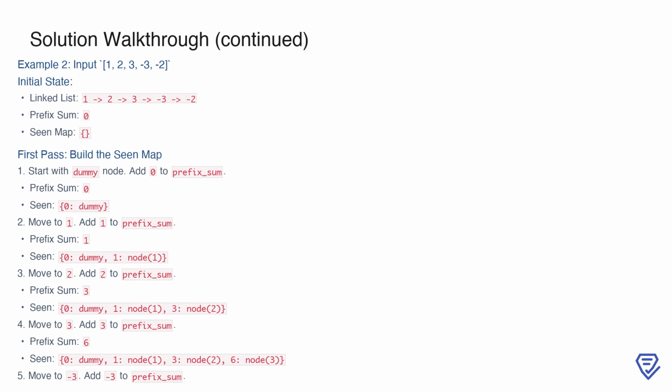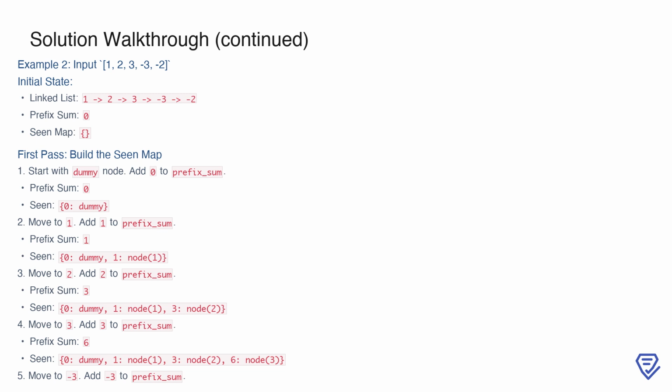At the next node with value 3, the prefix sum becomes 6, and the map grows to 0: dummy, 1: node 1, 3: node 2, 6: node 3. Then, at the node with value -3, the prefix sum reduces to 3, which was last seen at node 2. This indicates a zero-sum subsequence from node 2 to node -3.